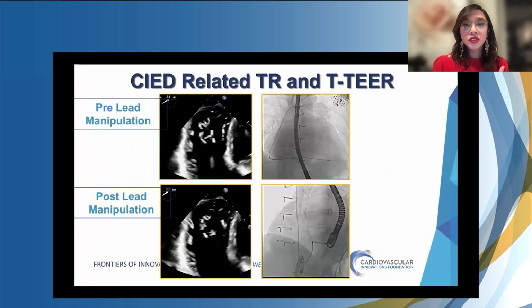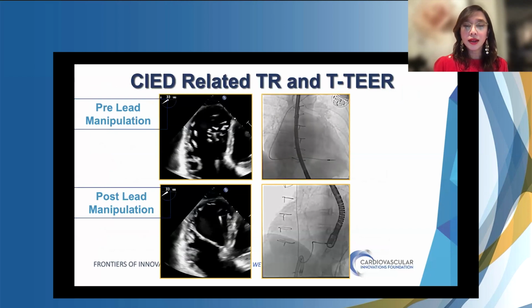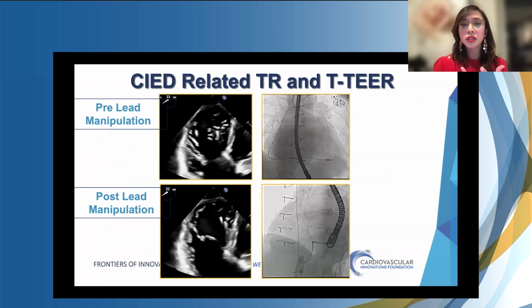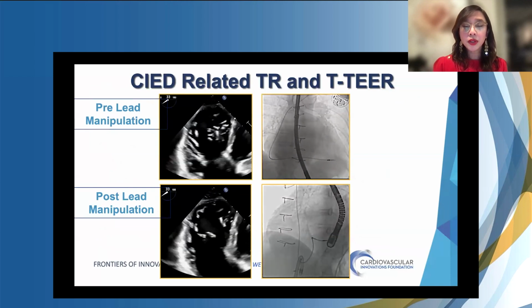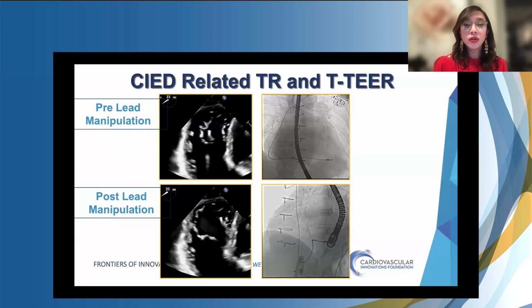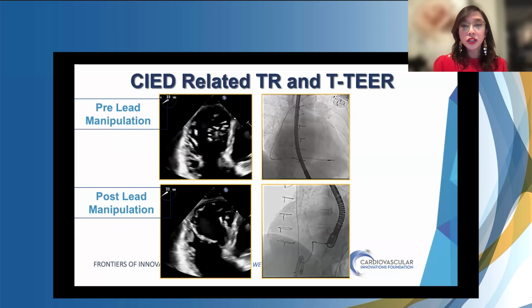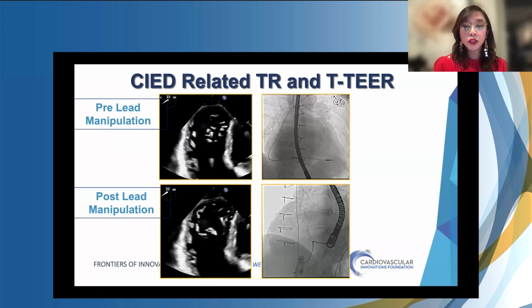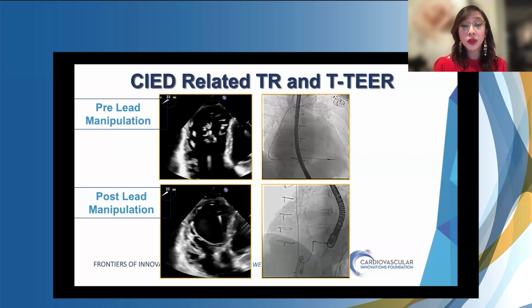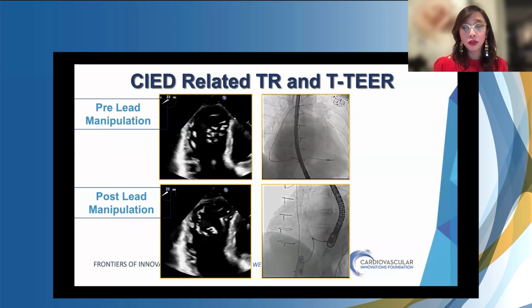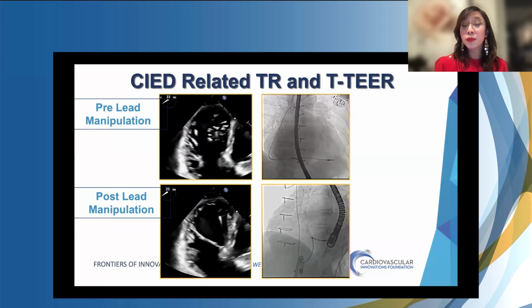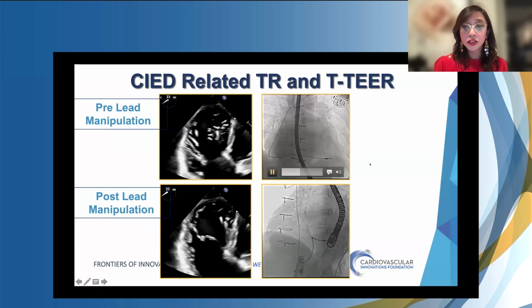So in terms of maneuvers, I mentioned the Agilis. This is a case that we did pre-lead manipulation. You can see on the top side, the lead is really central, multiple segments. You can see the slack of the lead on the fluoroscopy on the right-hand side. And below, you can see when Paul actually used the Agilis catheter to manipulate the lead all the way to the septum. So maneuvers like this are certainly helpful in terms of planning for either repair or replacement technology.